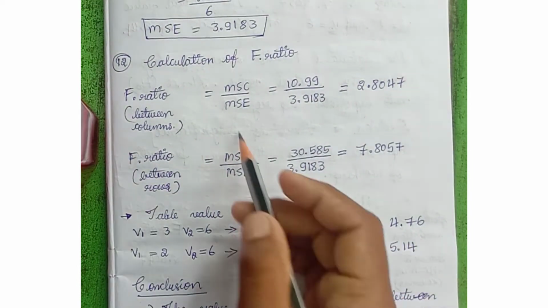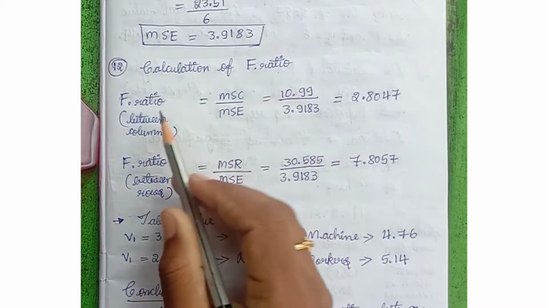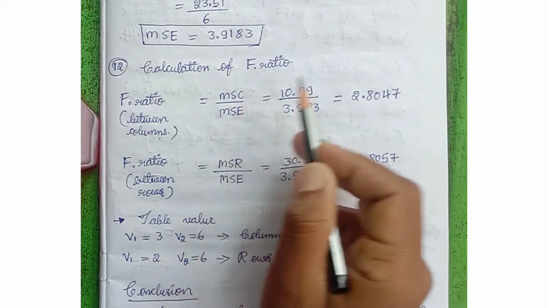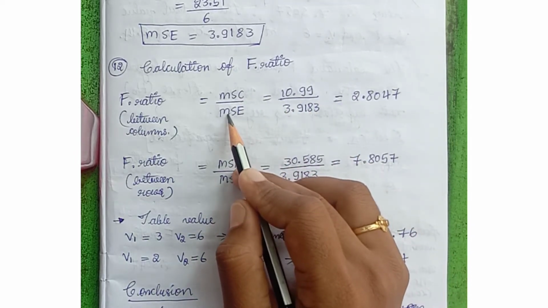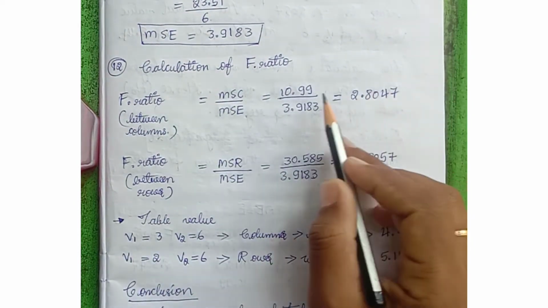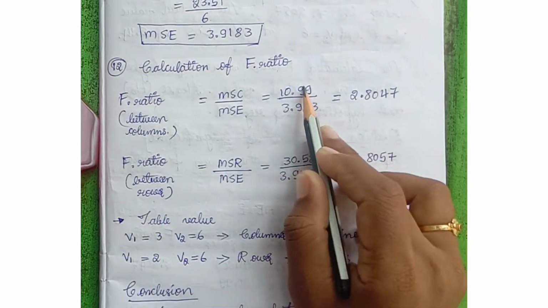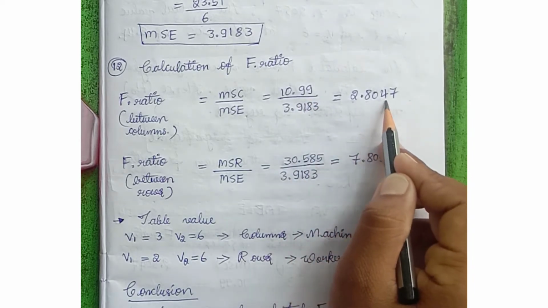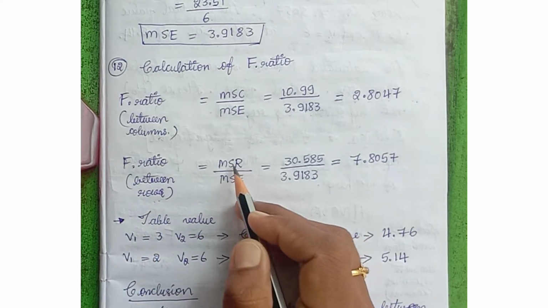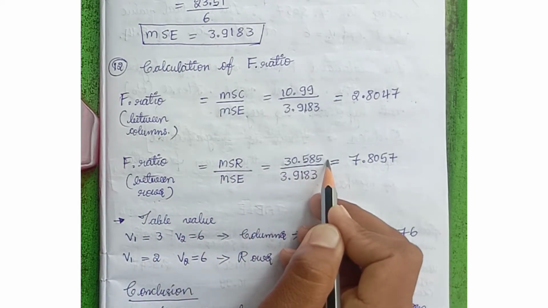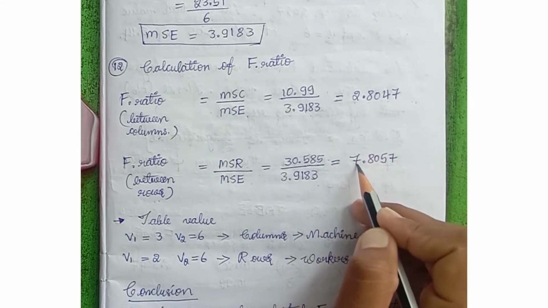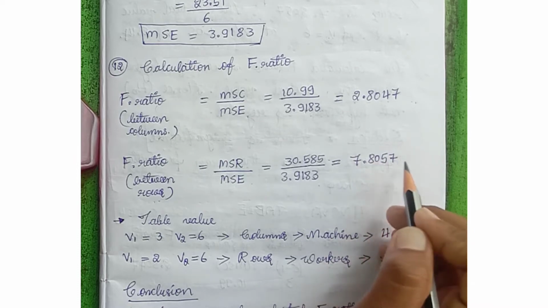And the last step is the 12th step, the calculation of the F ratio between the columns and between the rows. The mean sum of squares of columns value we have to take, and the mean sum of squares of errors we calculated in the previous step we take here. After dividing both of these, we get 2.8447. For the F ratio between the rows, as I told, I have taken the mean sum of squares of rows here and the MSE value here, and after dividing these two we'll get the F ratio as 7.8057.